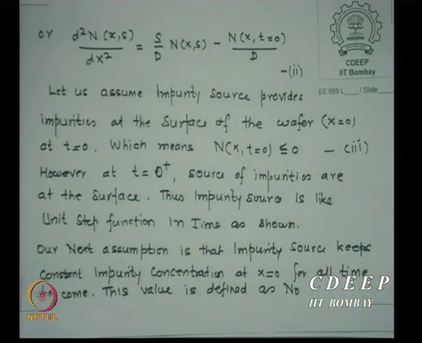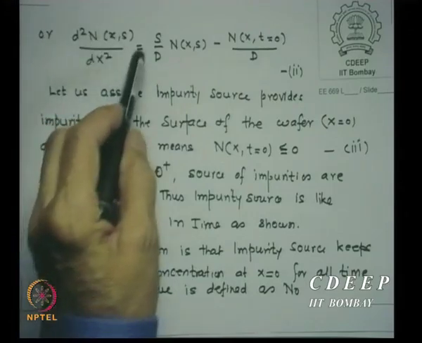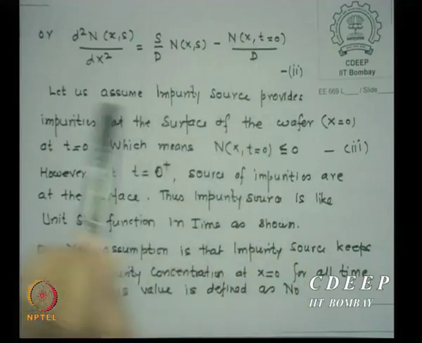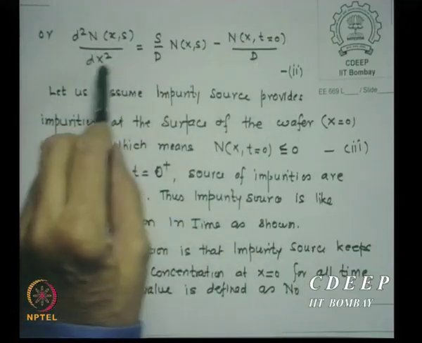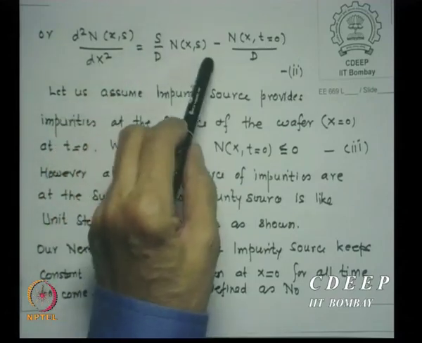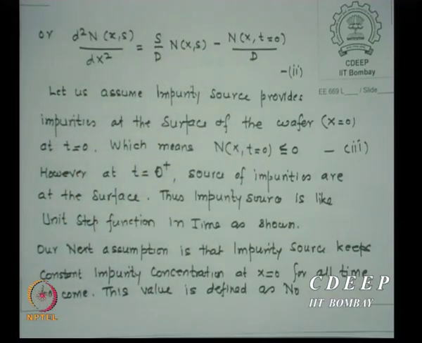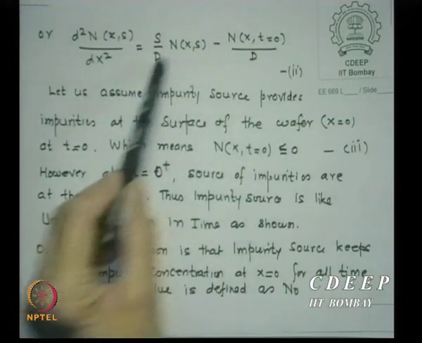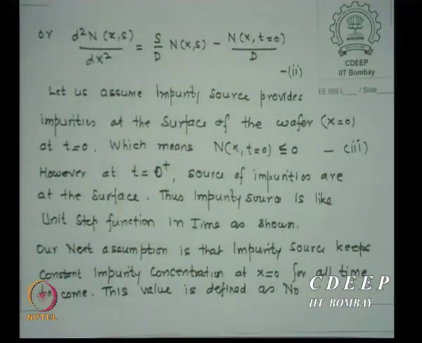Is it okay? I rearrange that equation again. I write d2N(x,s) by dx square is s by D N(x,s). Please remember Laplace transform is only for time, x doesn't change. So d2N(x,s) upon dx square is s by D N(x,s) minus N(x,t=0) by D, which is my initial condition term. To solve this equation, this is very easy to solve if I know this. That means I must know my initial condition.